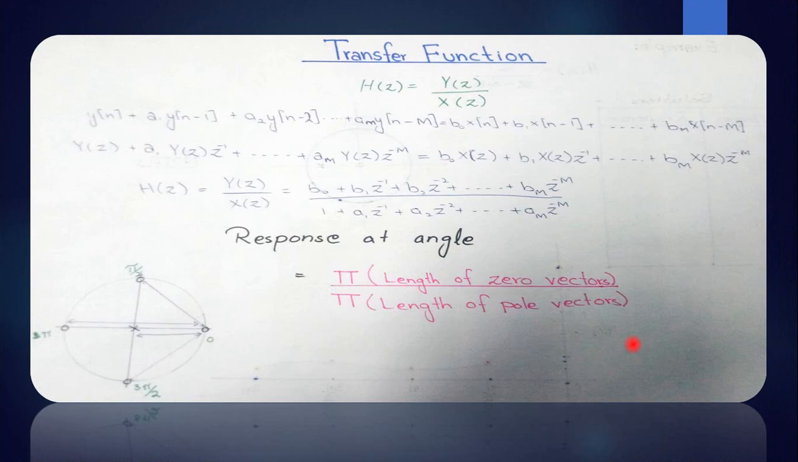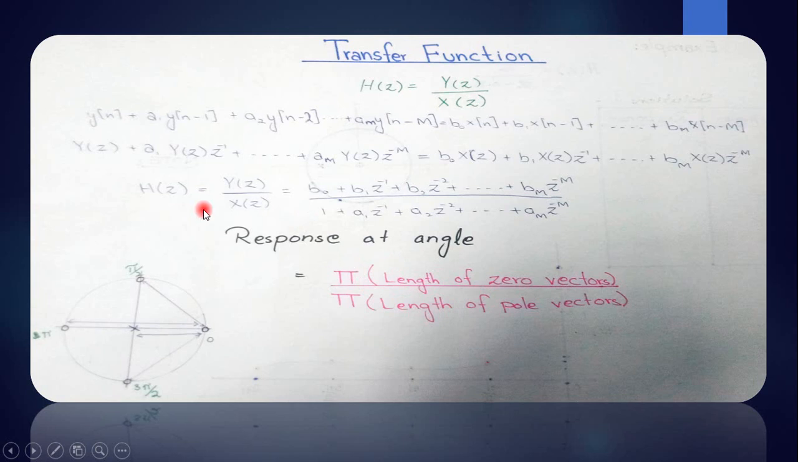So the next thing is transfer function. We have seen this in detail in the previous lectures, how we can find the transfer function from a difference equation. This transfer function is basically the Z transform. If we are given a difference equation, first of all we will take the Z transform, then taking y of z common from one side and x of z common from the other side and dividing output by input, we will get the transfer function.